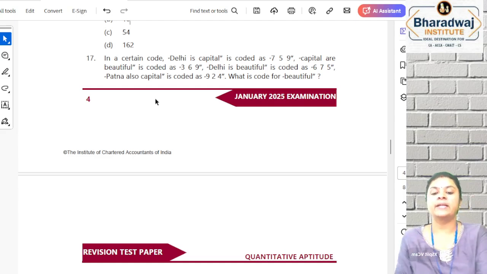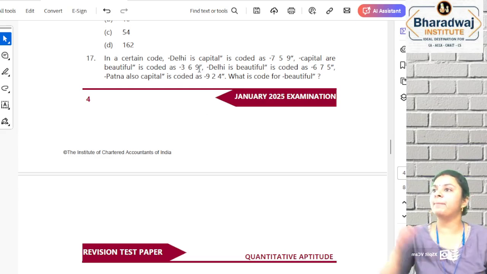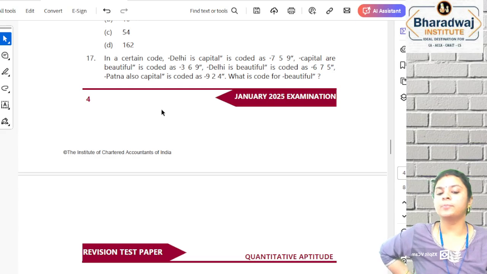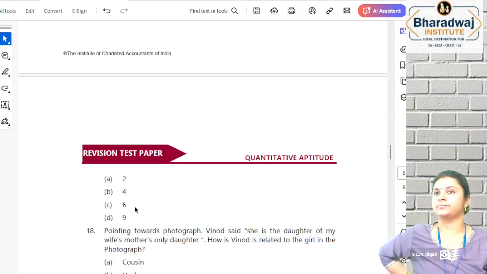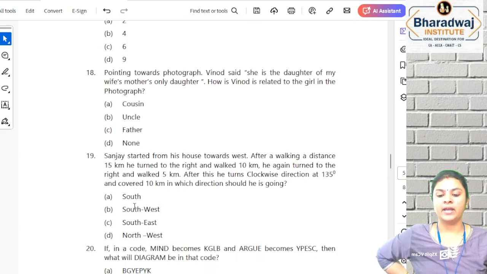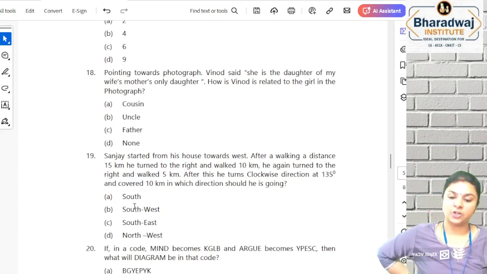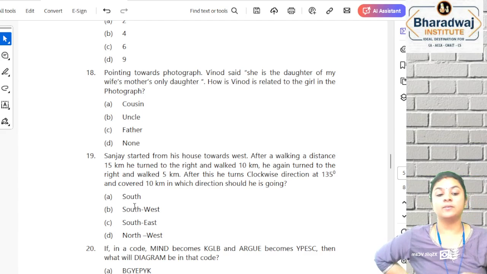Capital 9. Okay. Delhi is capital and the next one is capital or beautiful. What is the common word? Capital. And what is the common number in the two codes? 9. So capital is coded as 9. Next, capital or beautiful, Delhi is beautiful. What is the common word? Beautiful is the common word and what is the common number? 6. So code for beautiful is 6. Right? 18th one.